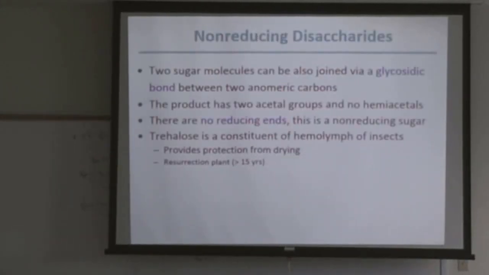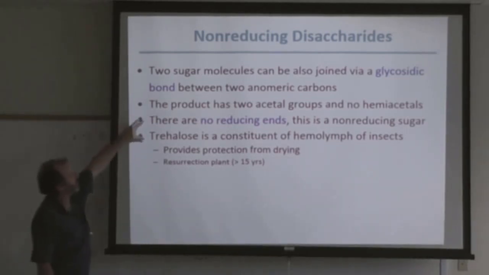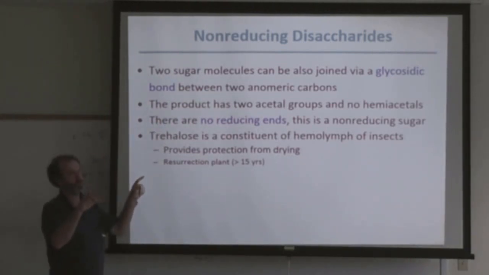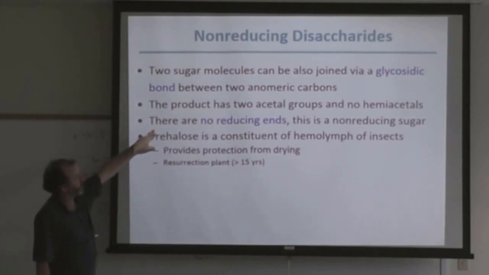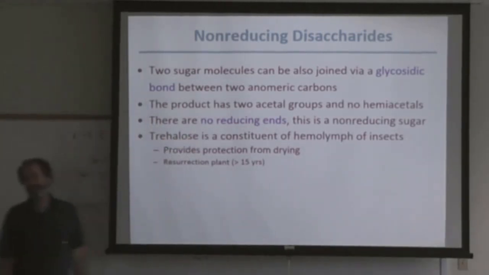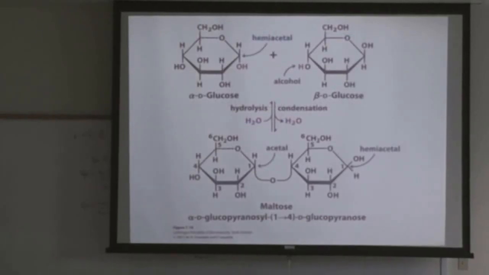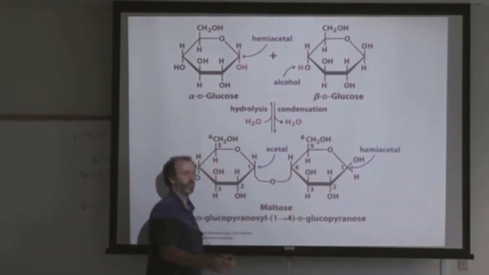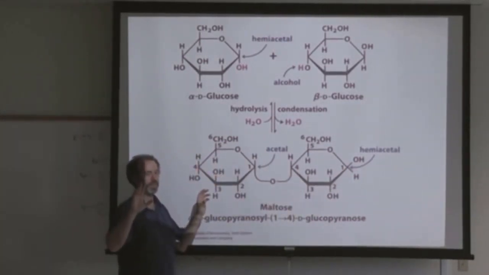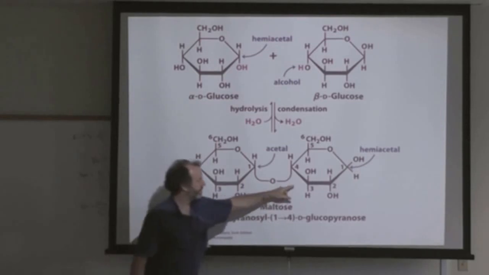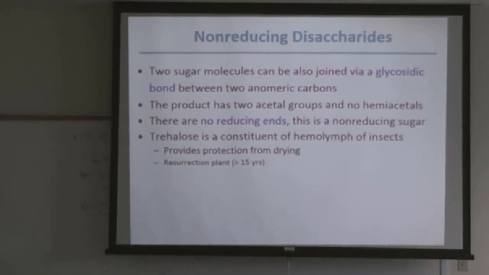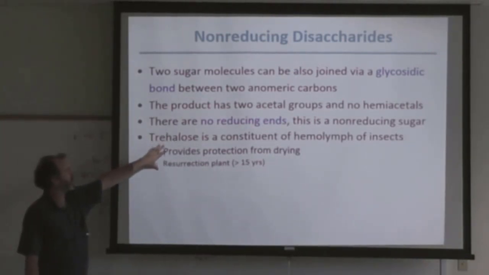So non-reducing disaccharides is when 2 sugar molecules can be joined via a glycosidic bond between the 2 anomeric carbons. So you'll see that with fructose. The product has 2 acetal groups with no hemiacetals. There's no reducing ends because the second sugar, this is the anomeric carbon here. If it was bound to this alcohol, it wouldn't be able to do that mutual rotation between the free aldehyde, the alpha and beta anomers, right? So there's no reducing ends, so it's a non-reducing sugar.